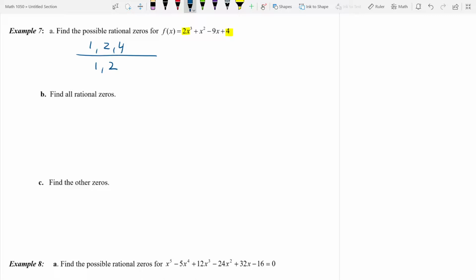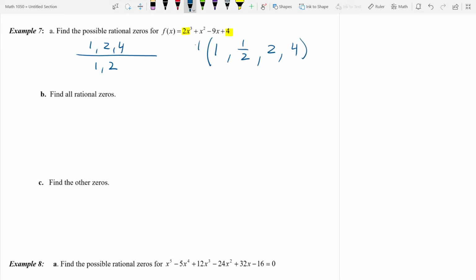1 and 2. You can't write it like that. You have to do 1 over 1, then 1 over 2. Then 2 over 1, then 2 over 2. Then 4 over 1, and then 4 over 2. Okay? 1 over 1 is 1. 1 over 2 is 1/2. 2 over 1 is 2. 2 over 2 is a 1, but I already wrote that down. 4 over 1 is a 4. 4 over 2 is a 2, but I already wrote that down.